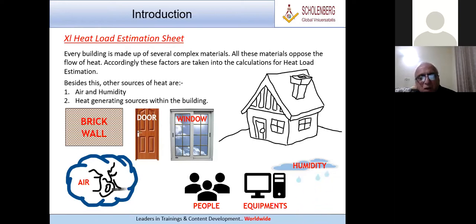How much wood can oppose? How much brick wall can oppose? Every element has a different strength of opposition. Okay. Then there's heat within the building. People, we breathe in oxygen, give out CO2. But we are giving out CO2 plus a certain amount of heat, because when we consume food, food is converted into energy within the body, it's given out in the form of heat.